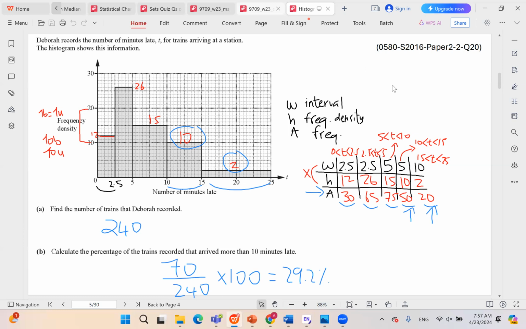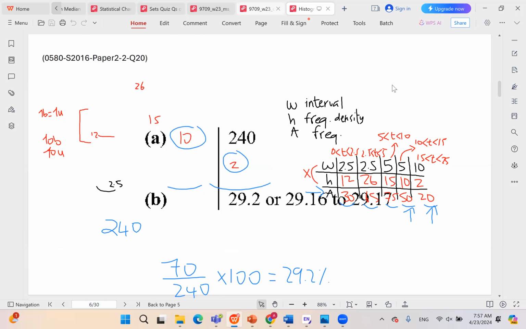Now let's check the marking scheme. So 240 is correct and 29.2 is also correct.